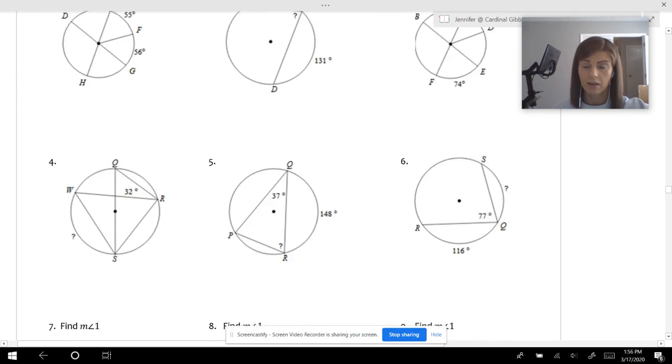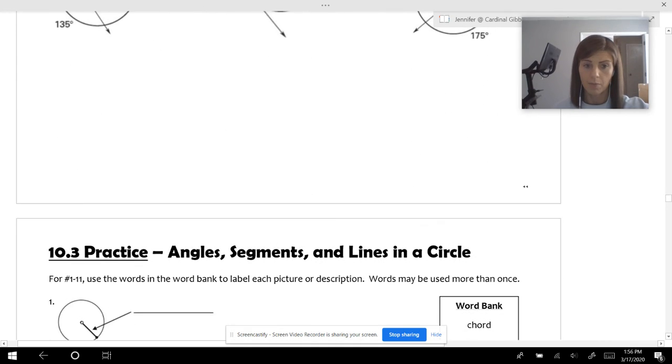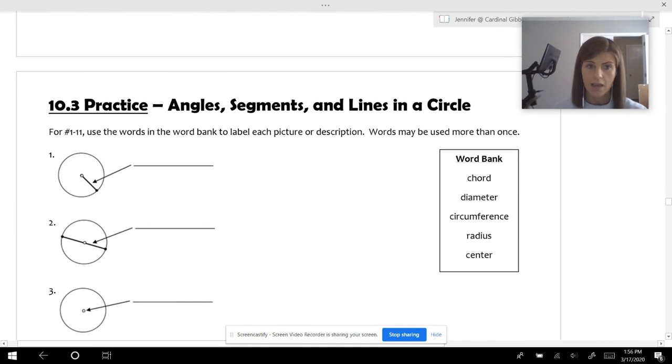The next part of your assignment in your agenda this week is going to relate to the 10.3 practice. And so I'll have a new video up on that will go through some of those examples and help you with that. Okay, so again, don't get overwhelmed. We're going to do plenty of practice, I promise.